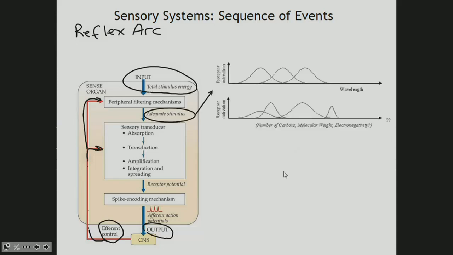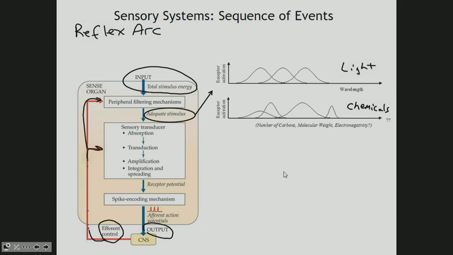And when I was talking about an adequate stimulus, so you're bringing in the sensory information, think about it this way. If you've got receptor activation on the y-axis for these two different functions, and you've got wavelength here, so this is how light works as a signal, and these are how chemicals work as a signal.